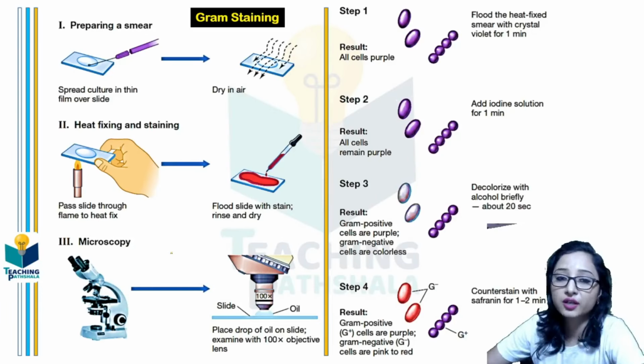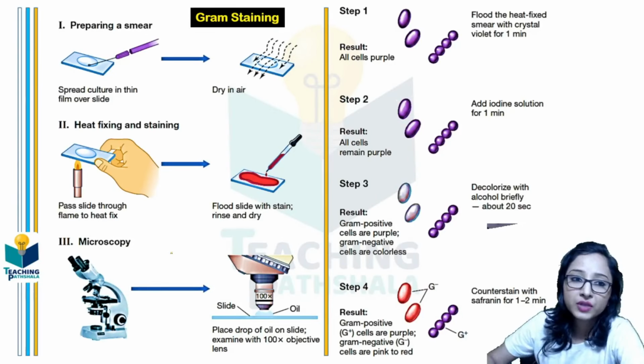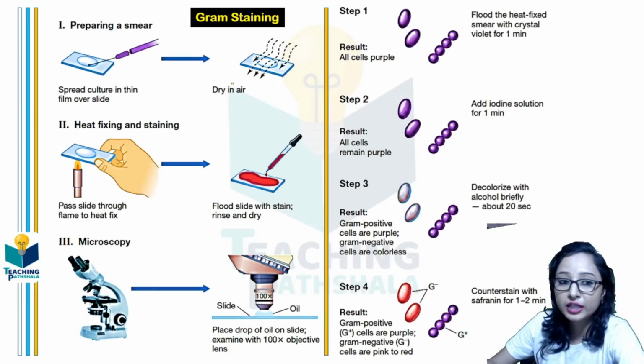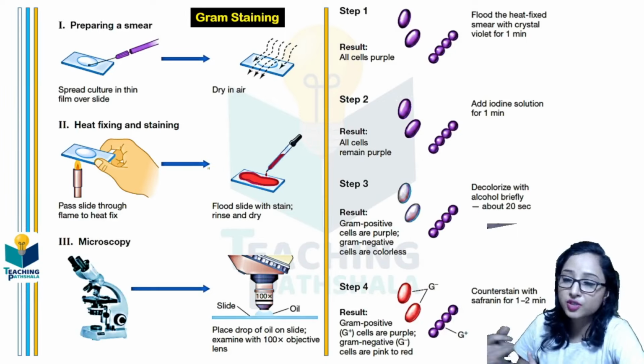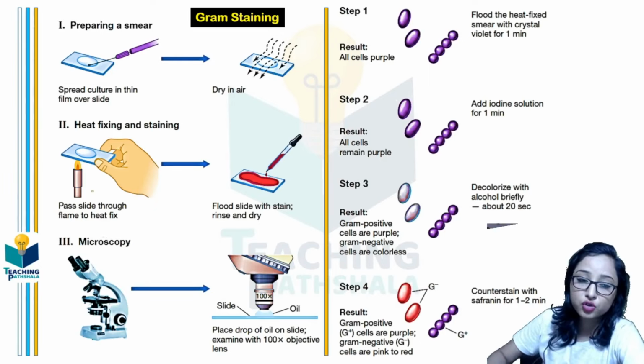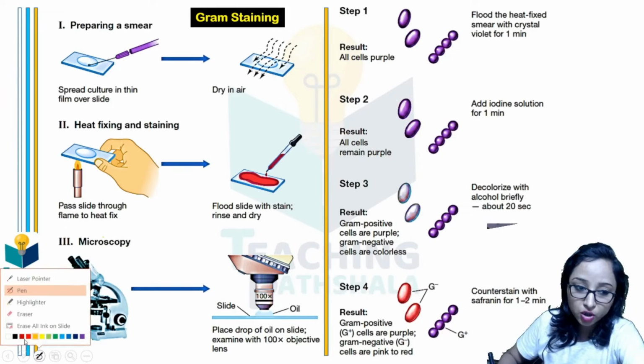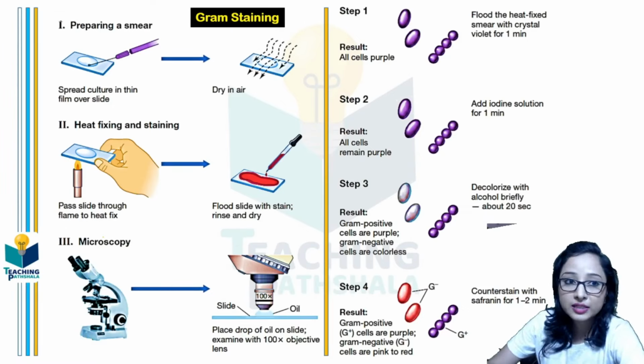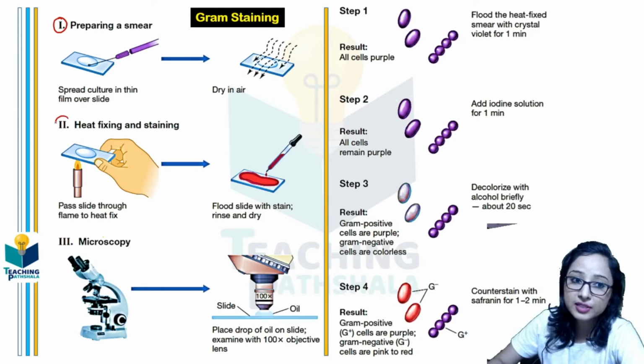Okay, this is once again a very good picture you can see here. First of all we have to prepare a slide, then we can add a smear, and we can do the air dry or heat fix, both we can perform. Next we have to add crystal violet, then gram's iodine, then alcohol, and after that the safranin, and hence we can observe under the microscope. So this technique can be performed in total 3 steps: preparation of smear, then heat fixing and staining, and last is the microscopy technique.